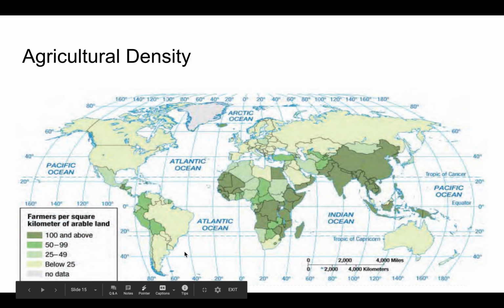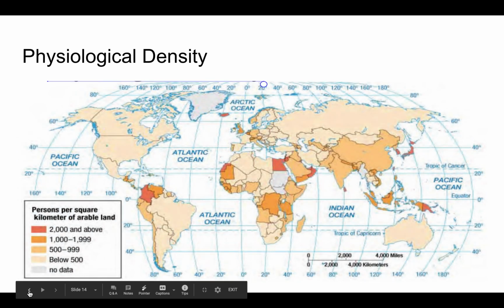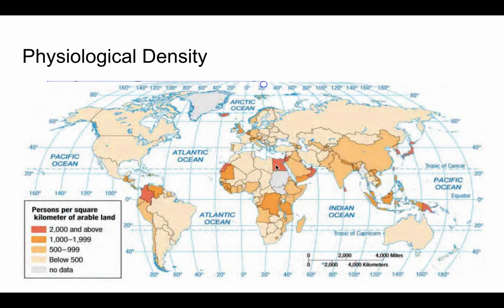All right, and agricultural density. Sorry, this is where we look at machinery. Let me just go back to make sure we're certain here. This is the number of people per arable land. So when we look at Egypt or we look at Oman or Japan, they have very little food production to meet the needs of the people.